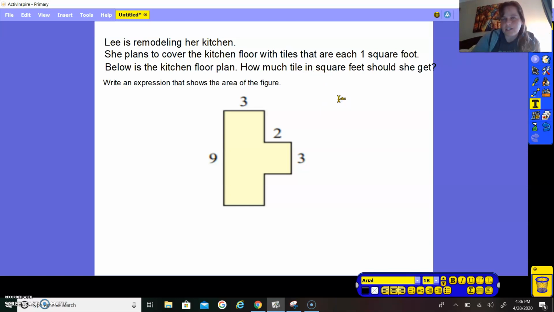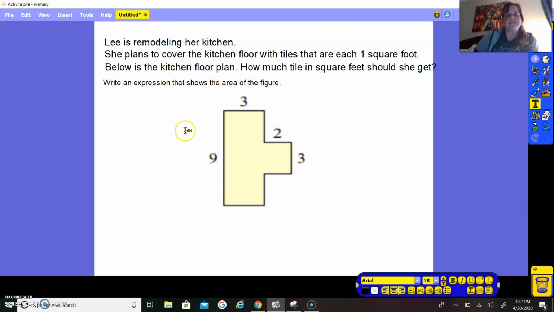Now, we've talked about expressions, but I know it's been a while. An expression is like an equation, but it doesn't have an equal symbol. So with expressions, you're putting two numbers together and you're putting a multiplication symbol or an addition or a subtraction, something in the middle that shows the relationship of those two numbers.